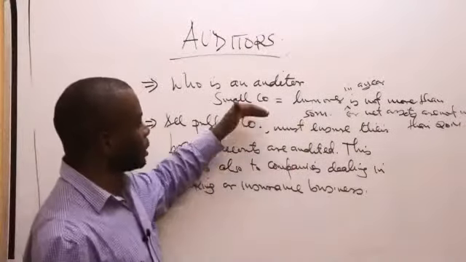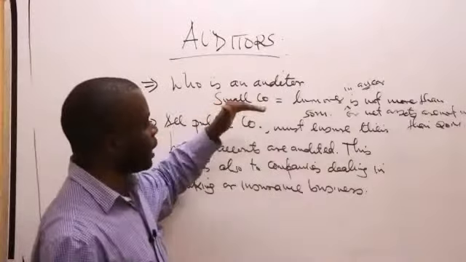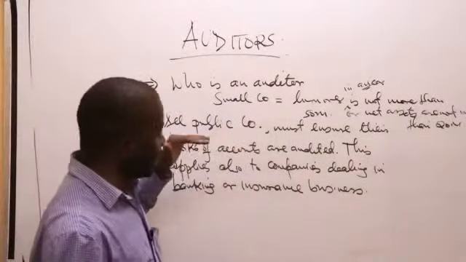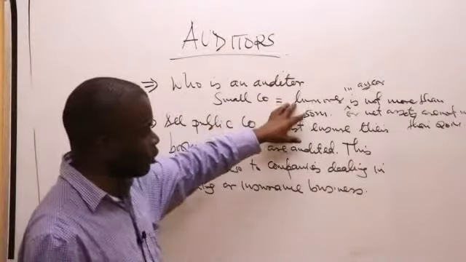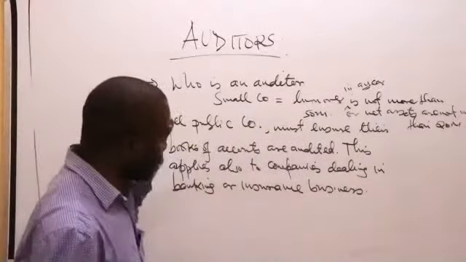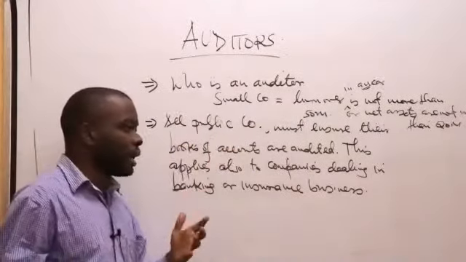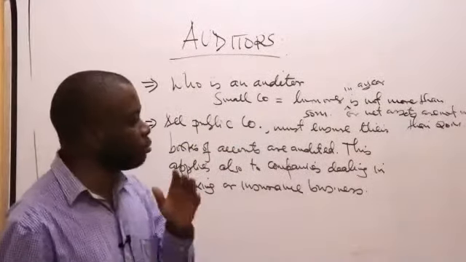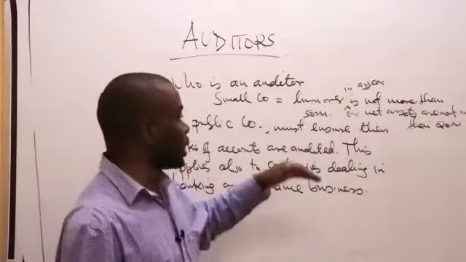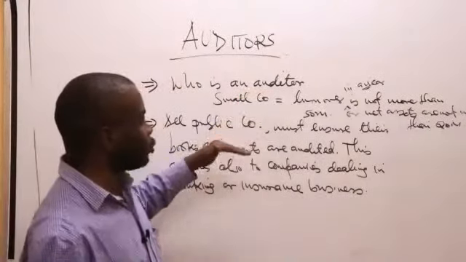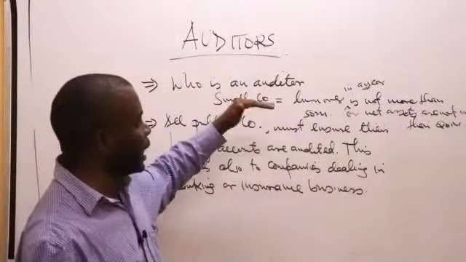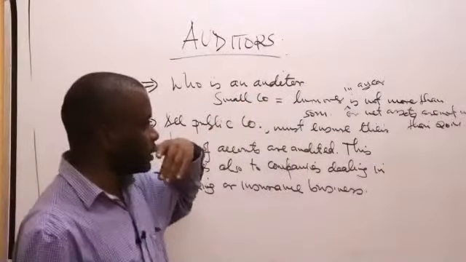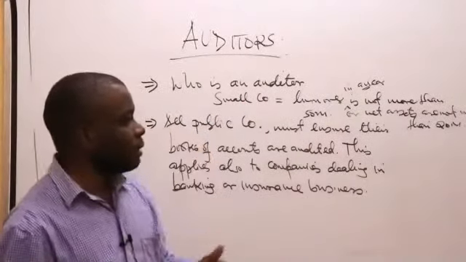But of course, this small company category only applies to private companies, because I've told you any public company, it doesn't matter the turnover or the net assets, it must ensure that its books of accounts have been audited, whether it is small or big. The small company categorization does not apply to public companies. It only applies to private companies.